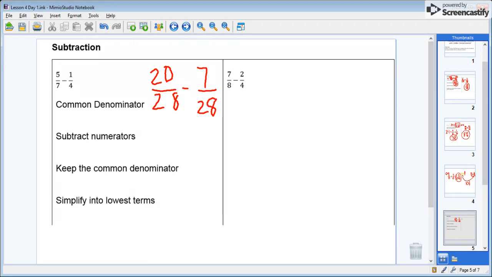Now that you have a common denominator, subtract the numerator. So 20 minus 7 is 13. Keep the denominator and make sure that your answer is in lowest terms. In this case, it is.